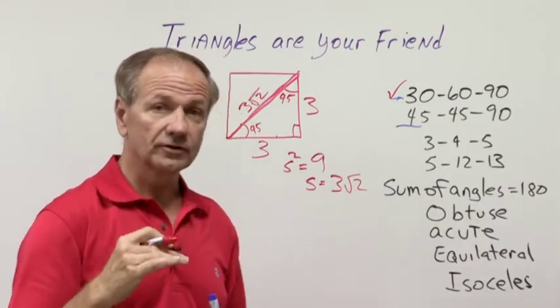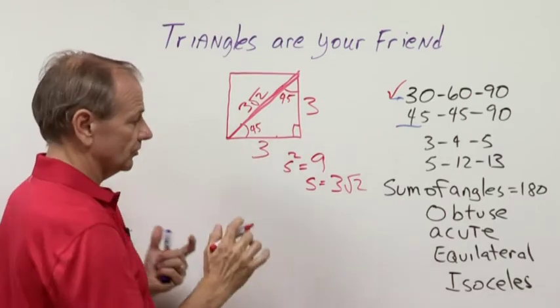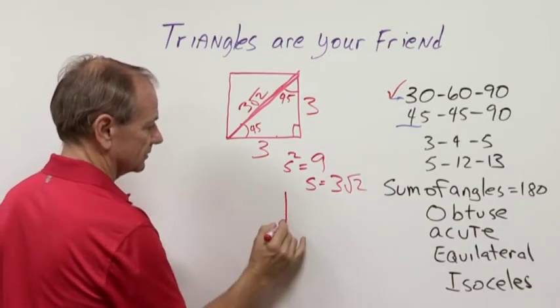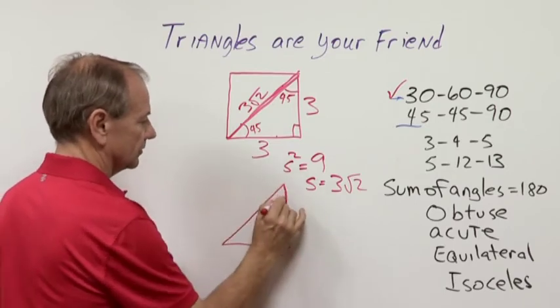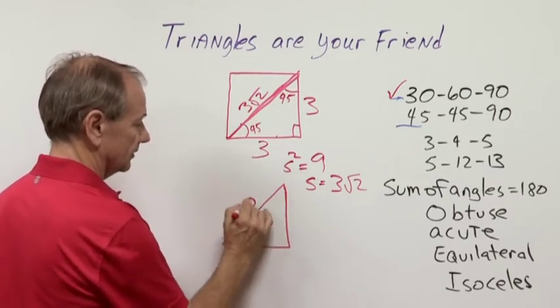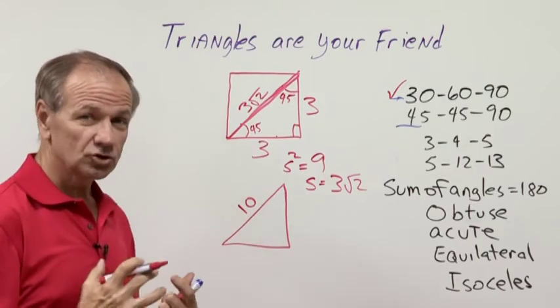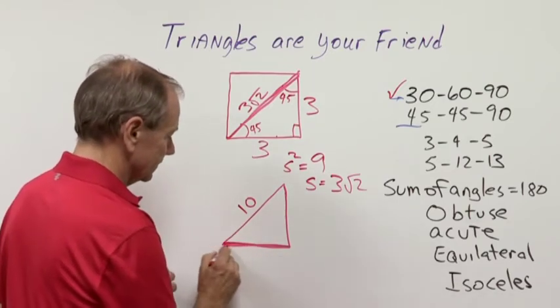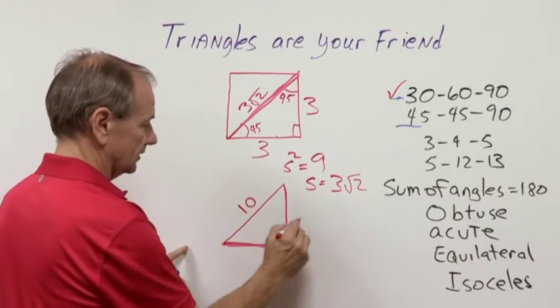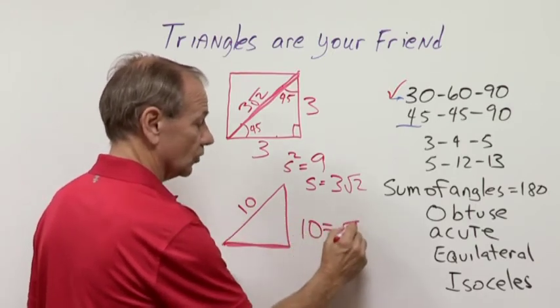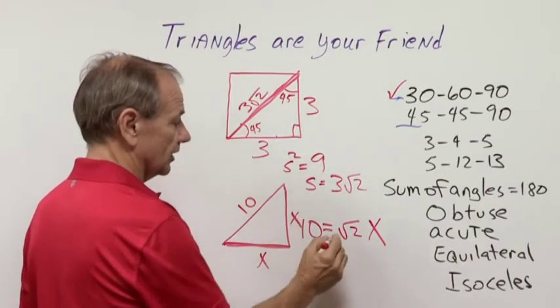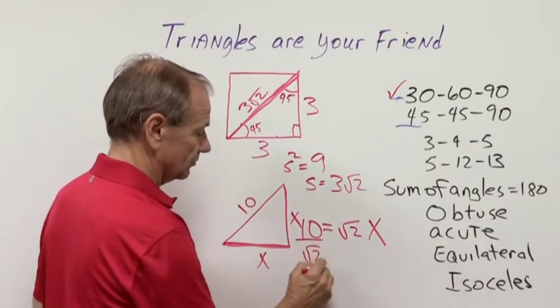I'm going to do one of these like the hard one on the 30, 60, 90s. So if we take this one, and sometimes the ACT will do it like this, they'll tell you that this diagonal here is 10. And they ask you what is the length of one of the sides. So now we have to say that the 10 is equal to the square root of 2 times x. This is our x. So now we'll divide both sides by the square root of 2.